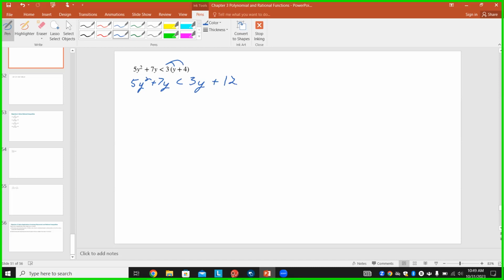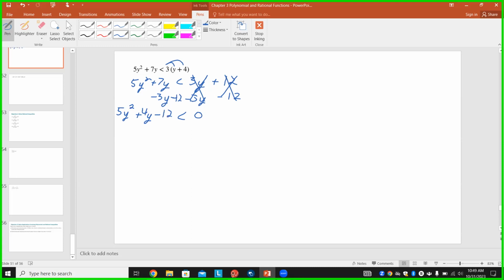Move everything over so you can set it equal to 0, right? So I'm going to subtract 3y. I'm also going to go ahead and subtract 12 over there, but I can't combine it with anything. This is going to be that minus 12. So that will all go away, and I now have 0. I did not have to flip the inequality sign because all I did was subtract. I did not multiply by a negative. So now I have 5y squared plus 4y minus 12.